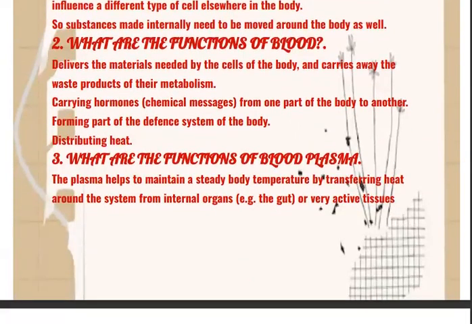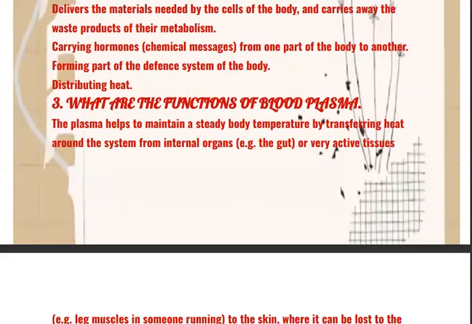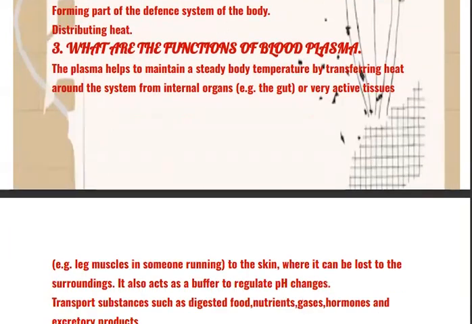2. What are the functions of blood? Delivers the materials needed by the cells of the body and carries away the waste products of their metabolism. Carrying hormones, chemical messages, from one part of the body to another. Forming part of the defense system of the body. Distributing heat.